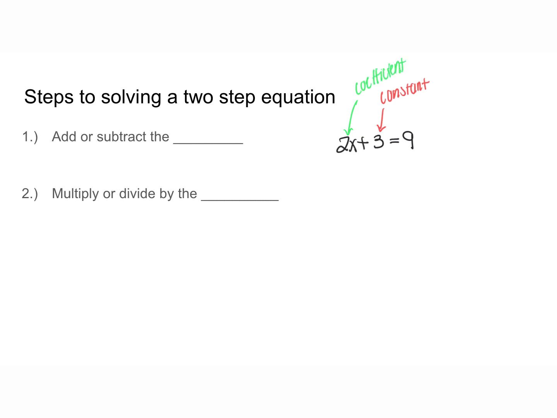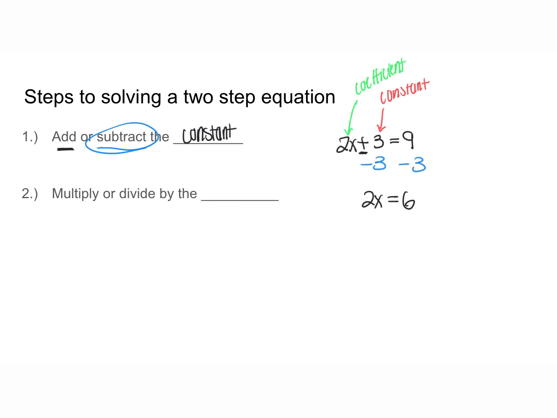So first, we're going to add or subtract the constant. Here in this problem, we have addition. So we're going to use subtraction. We're going to minus 3 from both sides. We're going to have 2x equals 6.